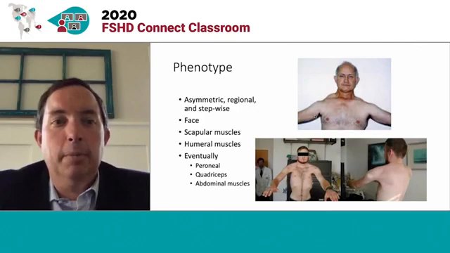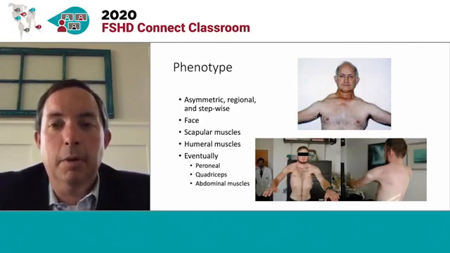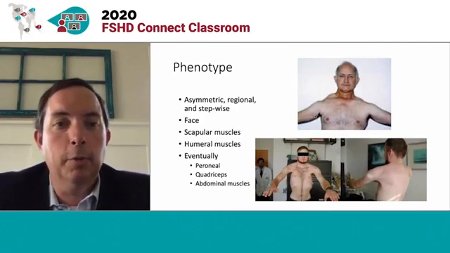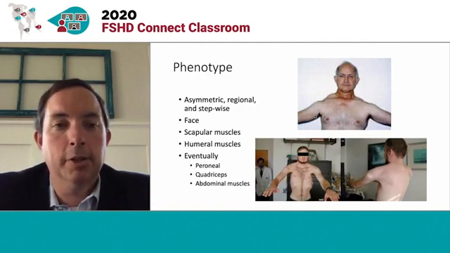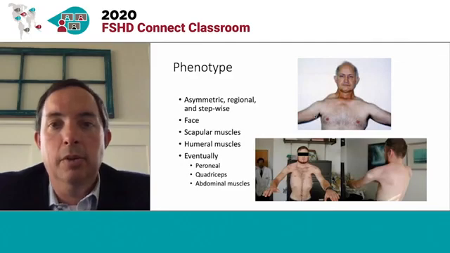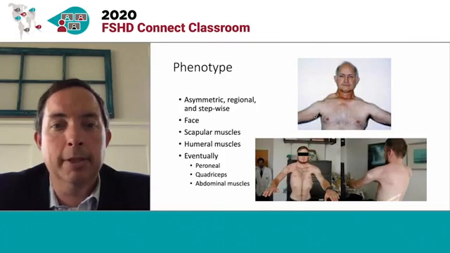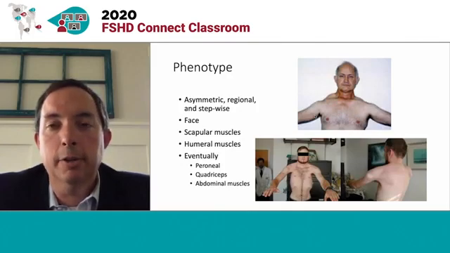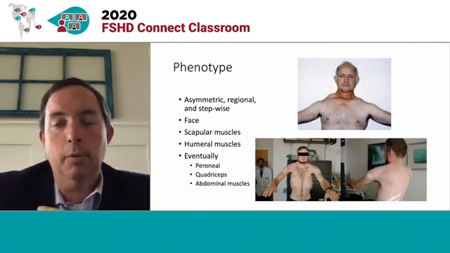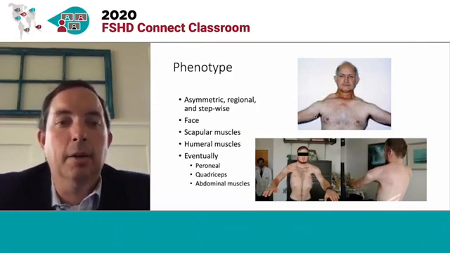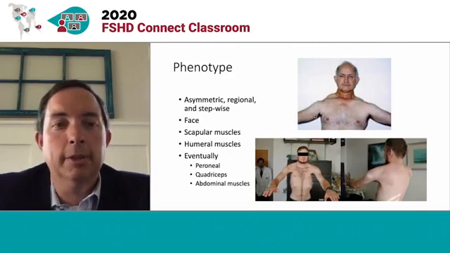So what is the phenotype? I think many of you who are listening to this are well aware of this, but to make sure that we're all on the same page, FSHD has a very characteristic pattern of weakness that makes the diagnosis fairly straightforward. Often there's weakness of the facial muscles, followed by weakness of the scapular muscles, which is that scapular wing, that bone that's kind of sticking out the back of your shoulder, and then weakness of the humeral muscles.